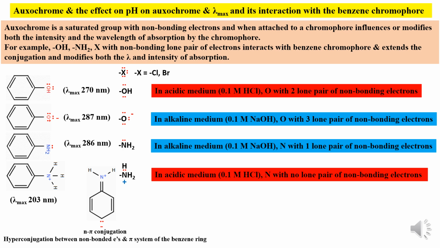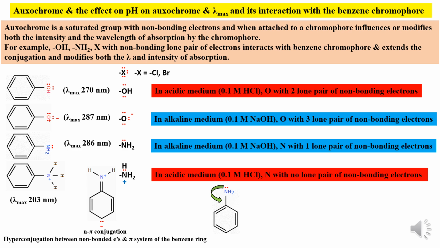Now the mechanism involved during the interaction of the auxochrome with the chromophore benzene system is n-pi conjugation, where you find hyperconjugation between the non-bonded electrons on the nitrogen atom, in case of the amino group in aniline, and the pi system of the benzene ring. And this n-pi conjugation happens by resonance. And this is how it happens.